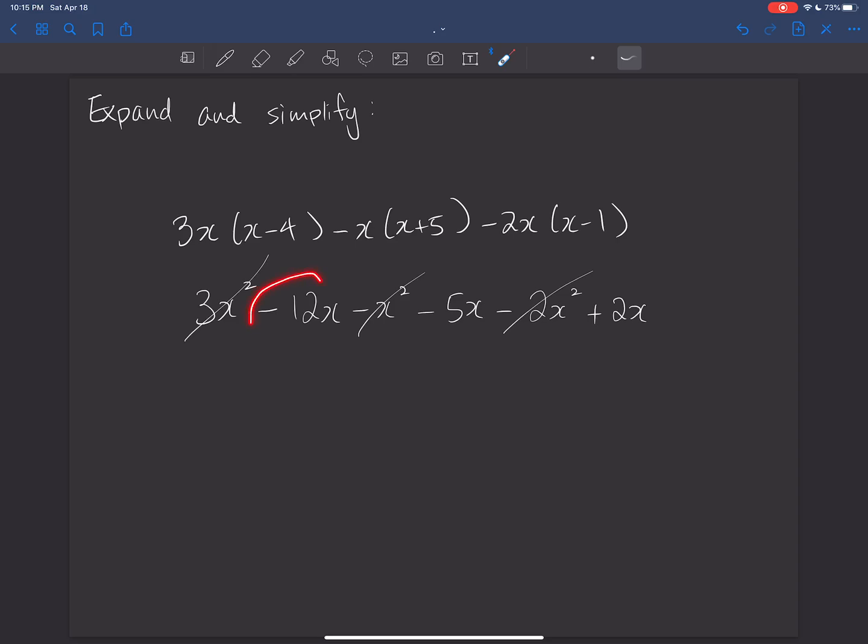And I have a negative 12x, and a negative 5x, and a positive 2x. So that would be negative 12 minus 5, so negative 17 plus 2. So that would be negative 15x.